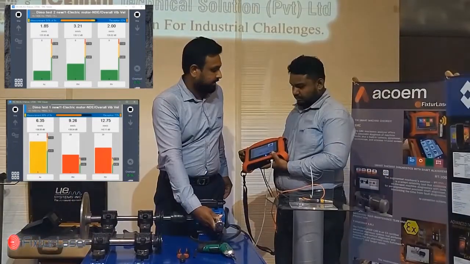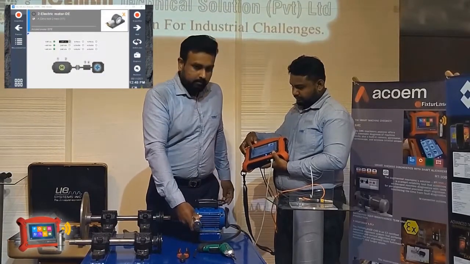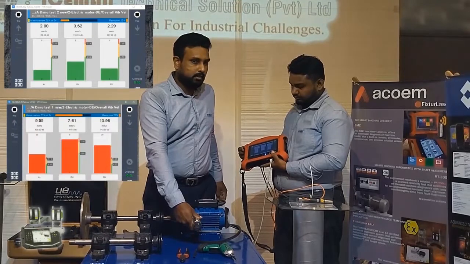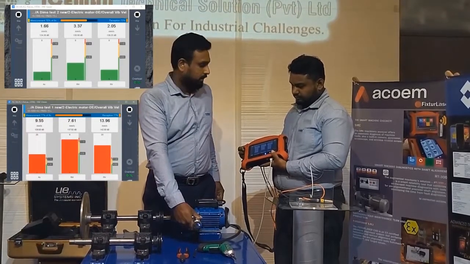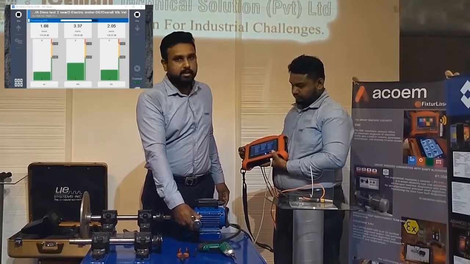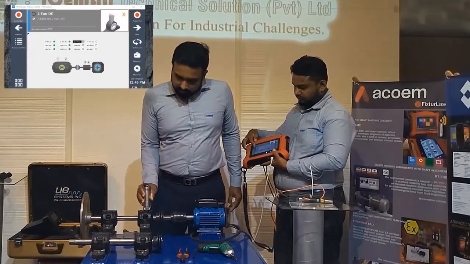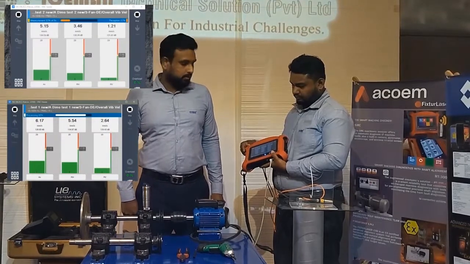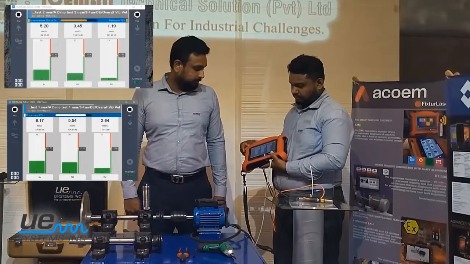Previously you remember the color was red. Here we take the driving side. Driving side also green color. That means the values are very low. Previously, due to the unbalance, the vibration was very high. That means red color. And again, we take the vibration here. Here also a lower value. Previously, the value was high.